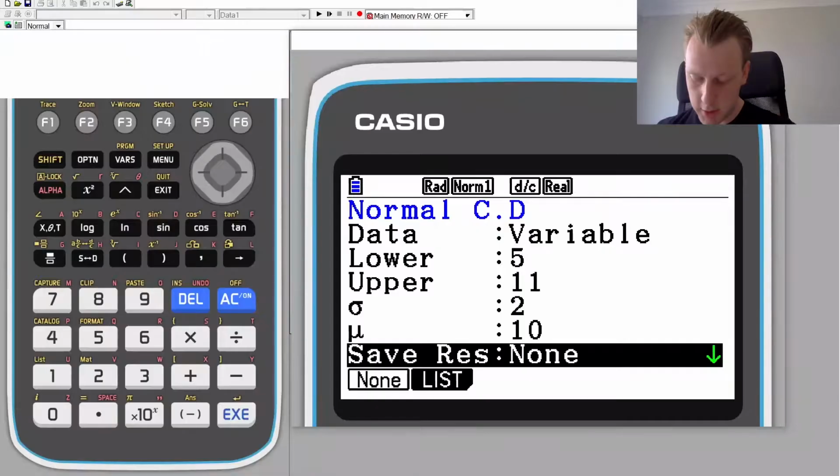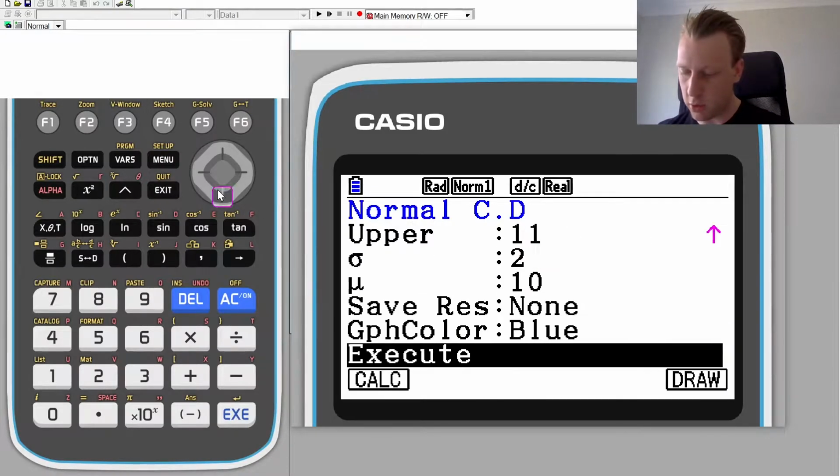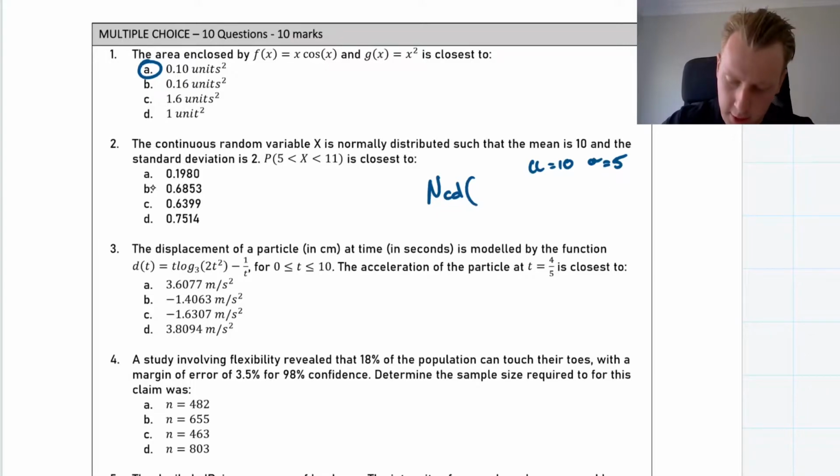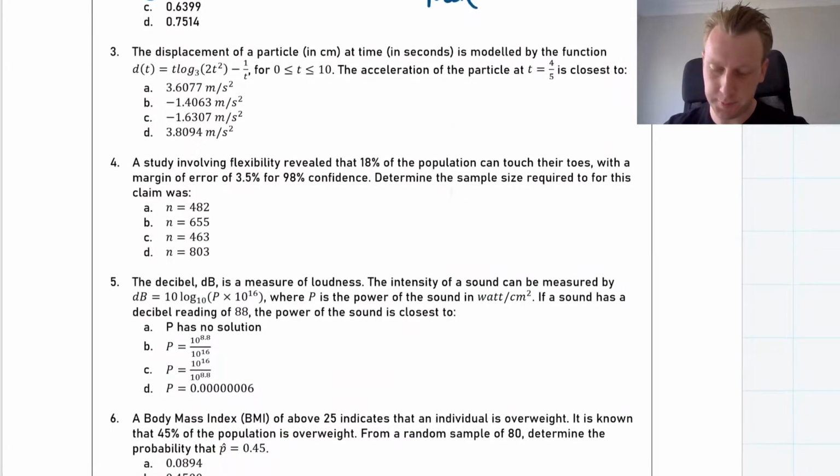Now, if you want to just do a little gut check here, you can go all the way down, and you can click draw, and it'll show you the bell curve there. So that's kind of what we want. 10 was the average, 11 is a little bit before that, and then 5 is well below there. We've got 0.685. So we're going to find that, and that's going to be our answer, B there.